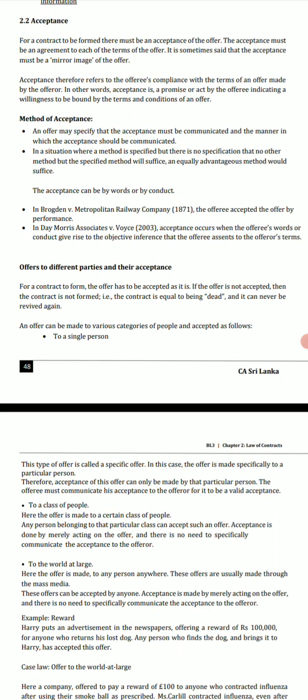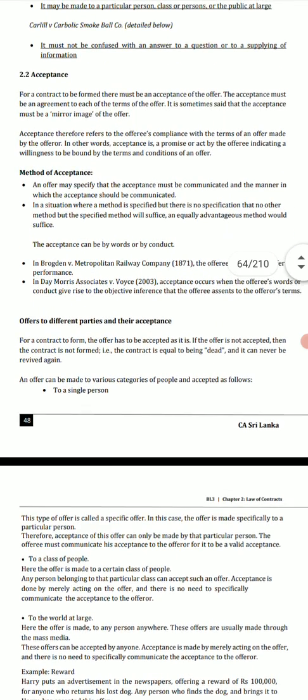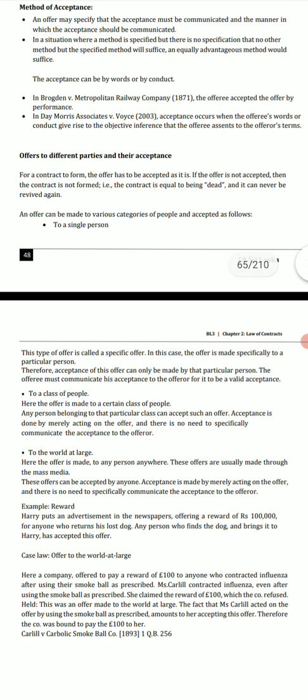So please find that and read the case. It will be very simple. Another case says that acceptance occurs when the offeree's words or conduct give rise to an objective inference that the offeree assents to the offerer's terms. So it's quite tough.